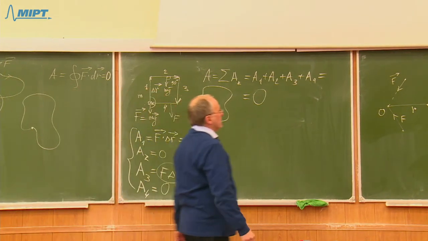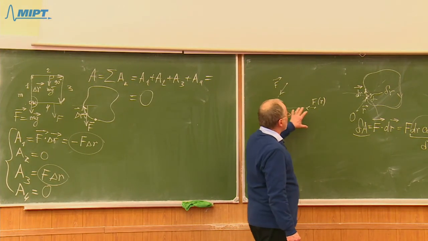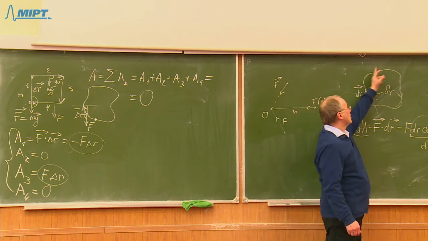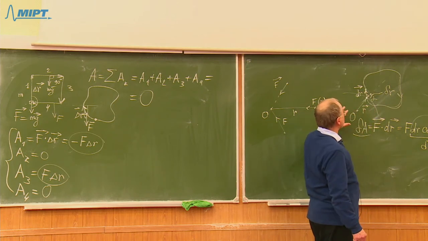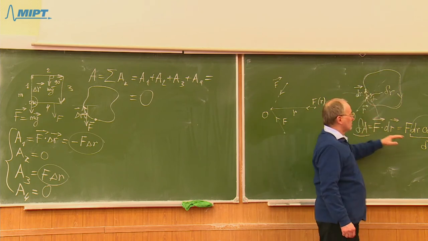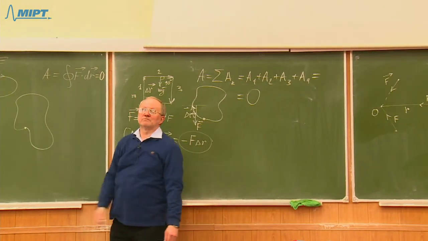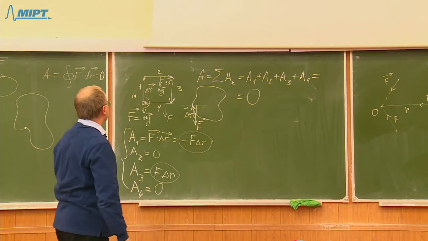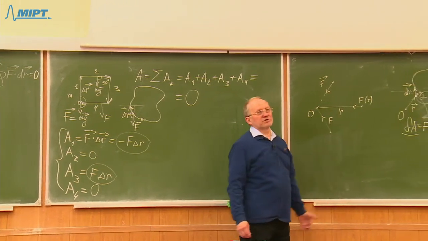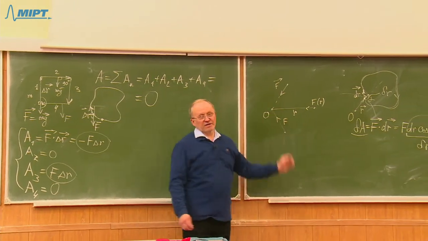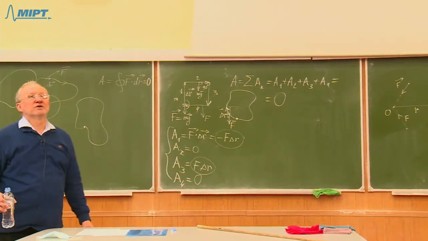So if we have any central field, then this field will possess this quality. Whatever the closed path of a particle is in this field, the work of such central forces on the closed path will be zero. And if so, if the work along any closed trajectory of motion is zero, then such a field is called conservative, and such forces are conservative. So what we have proven is that any central field is a conservative field.